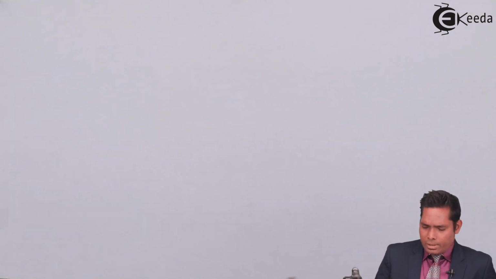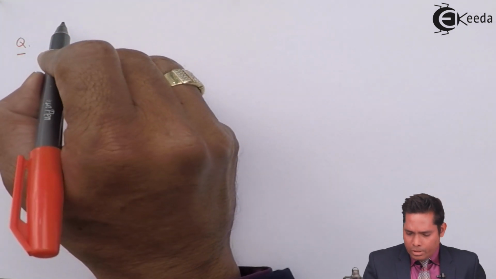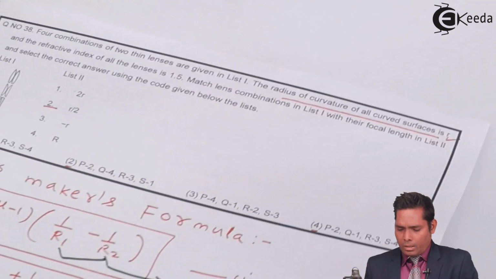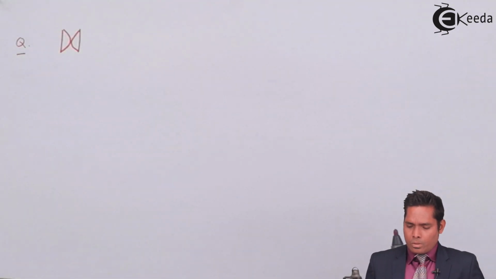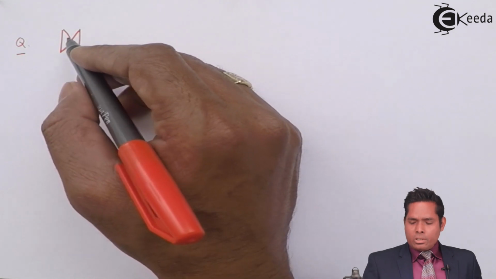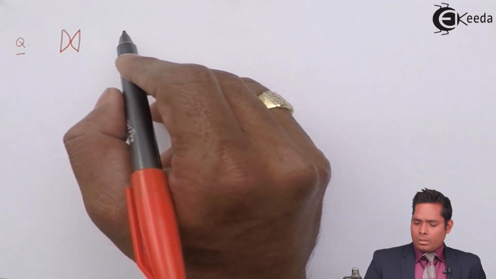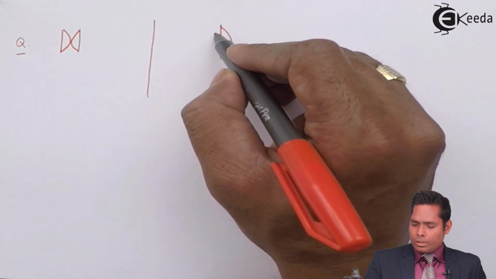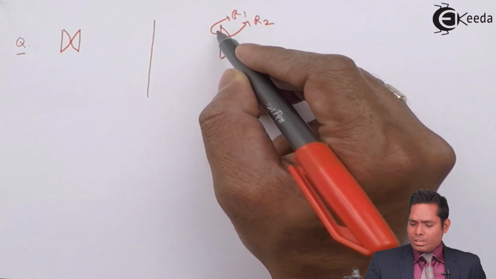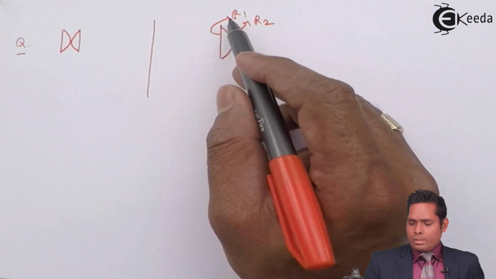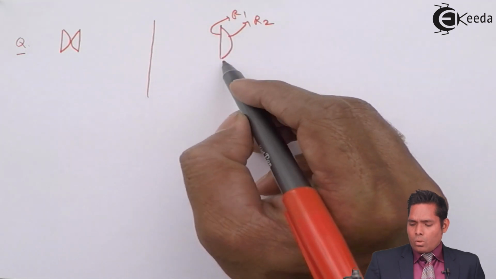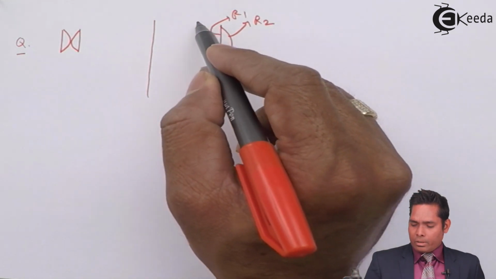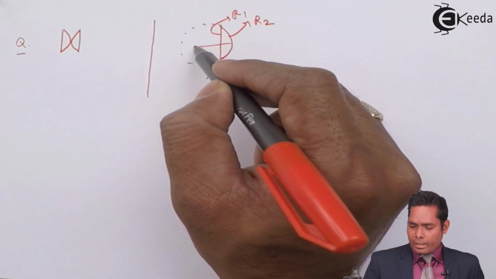Now the option Q says the combination is like this one and this one. You can see here the combination is two plano convex lenses. If I want to find the focal length for any single plano convex lens, this one is R1, this one is R2. This one is a plane surface, so R1 becomes infinity and R2 is minus R, because this is lying to the left.